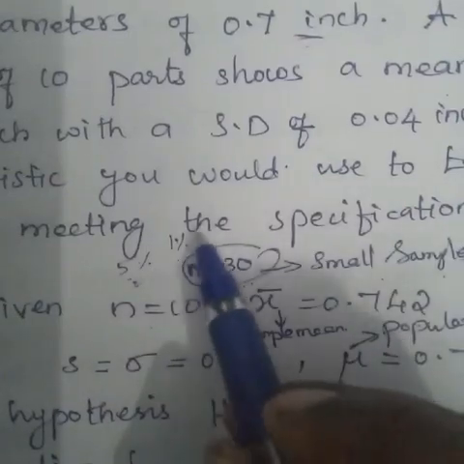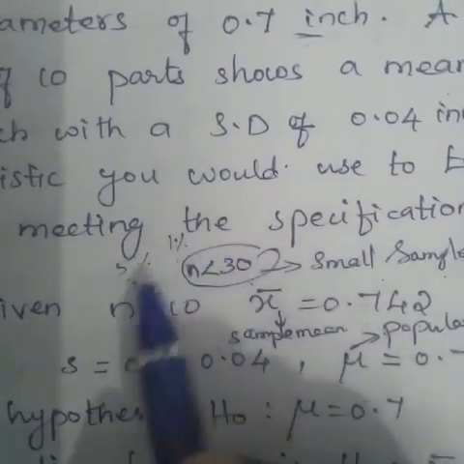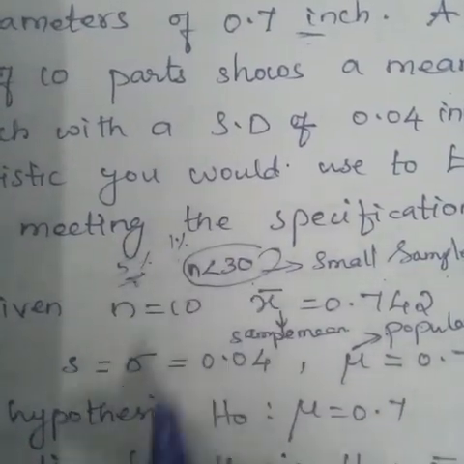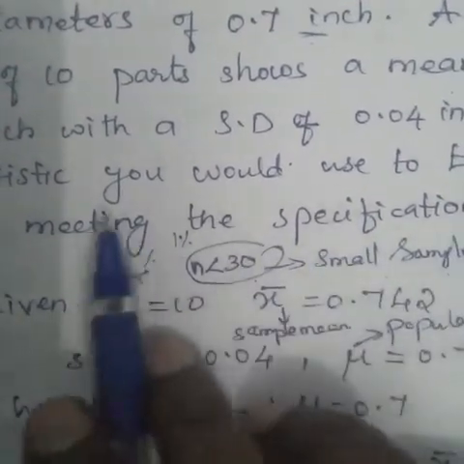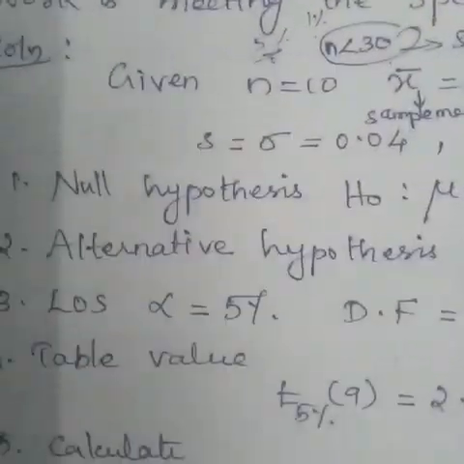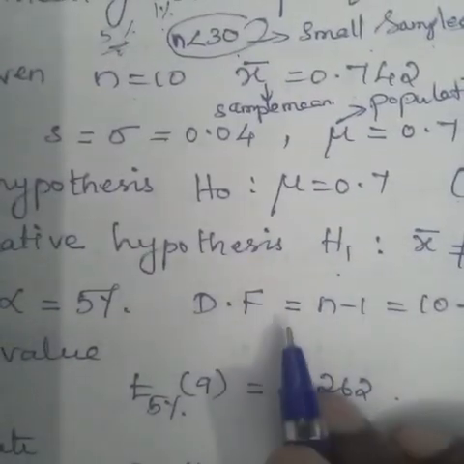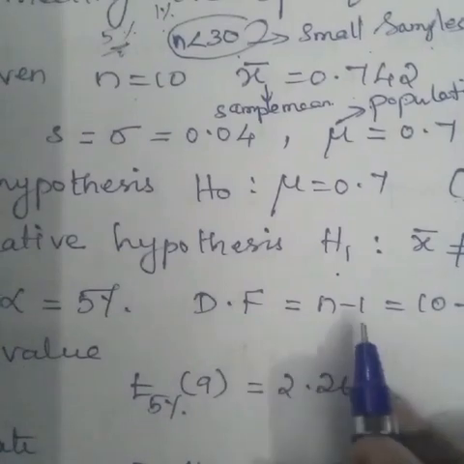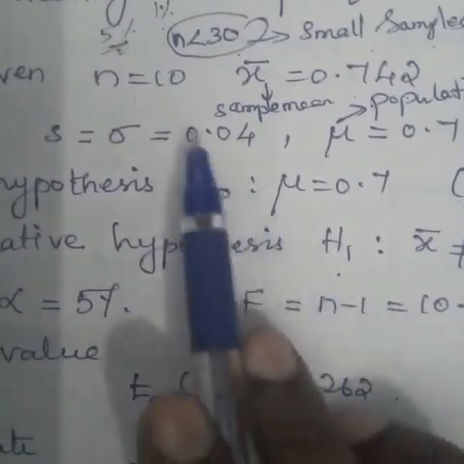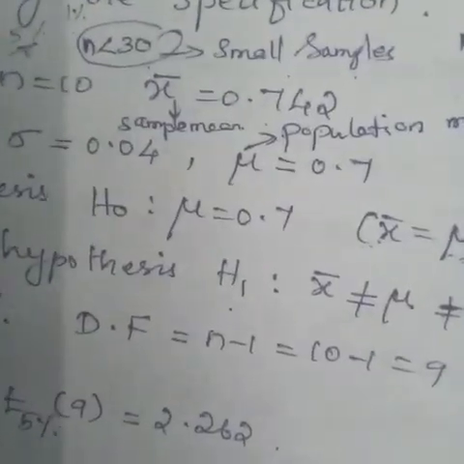If the level of significance is not mentioned in the question, we usually choose the 5% level. In this question it is not mentioned, so we can take alpha equal to 5%. The next item is degrees of freedom. Degrees of freedom means number of items minus 1. Here n is equal to 10, so 10 minus 1, degrees of freedom is 9.